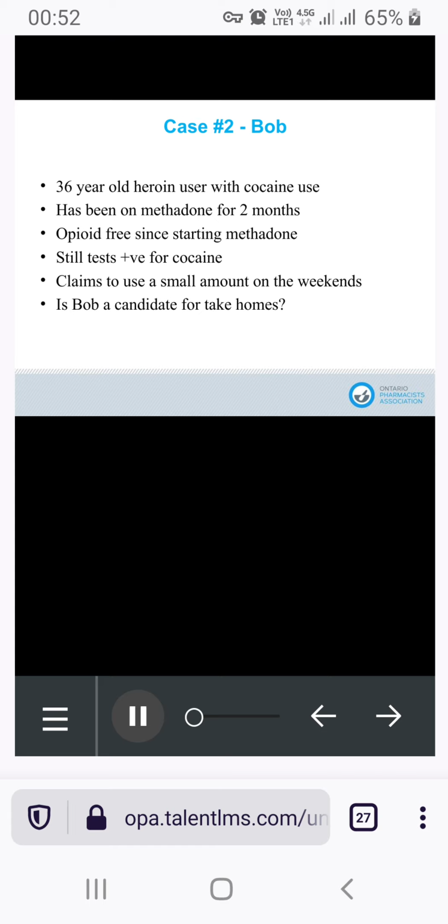Case number 2 is Bob. Bob is 36 years old, a heroin user with cocaine use, has been on methadone for 2 months, opioid free since starting methadone, but still tests positive for cocaine, and claims to use a small amount on the weekends. Is Bob a candidate for take home?